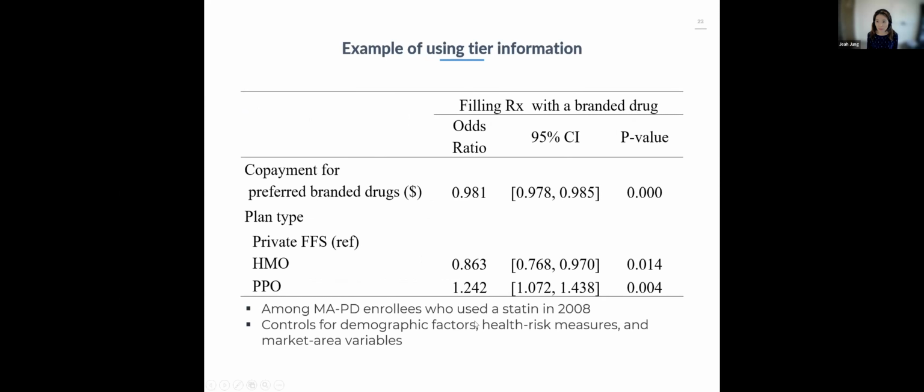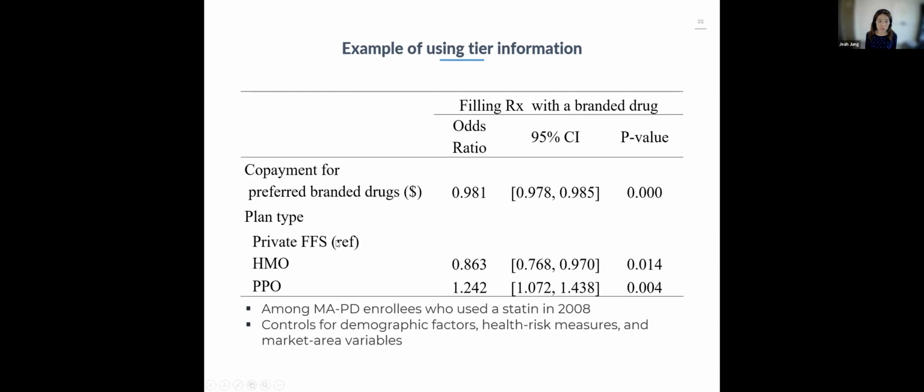But in a very simple idea, using the information in the previous slide, what you could look at is, I'm going to simply take the co-payment for preferred branded drugs, and it's a continuous variable. And then your Y variable is whether the beneficiary filled, yes, this is a statin study, whether they filled a brand name statin or generic statin in 2008. And you can see here, as the co-payment for preferred brand name goes up, the odds of filling a prescription with brand name drugs goes down. And this is what we expected, right?